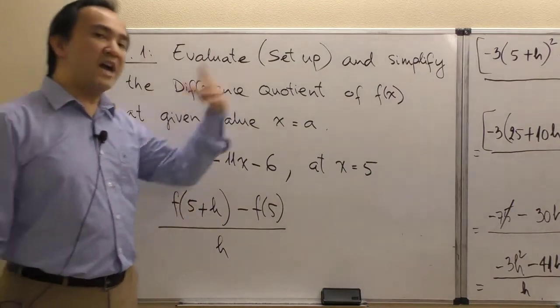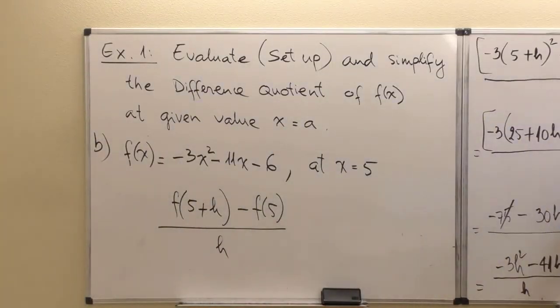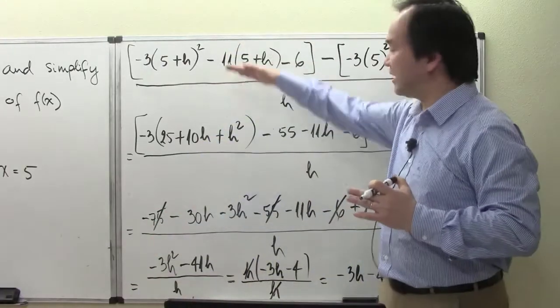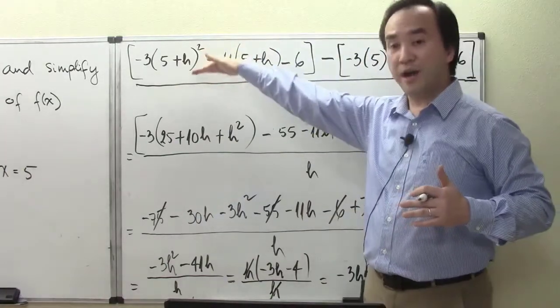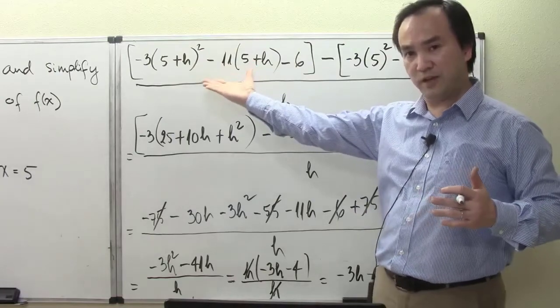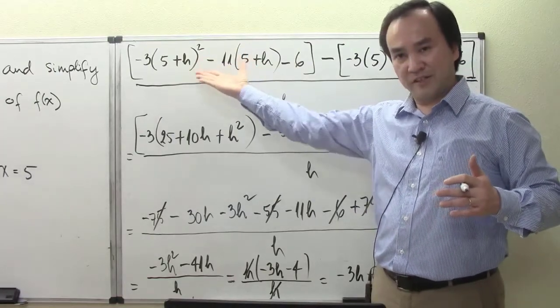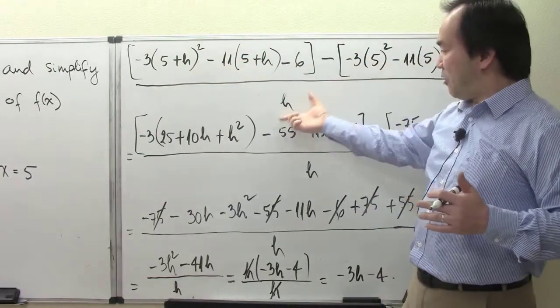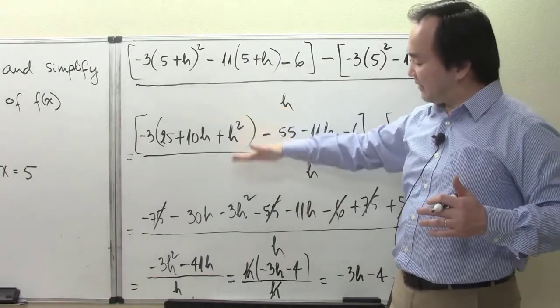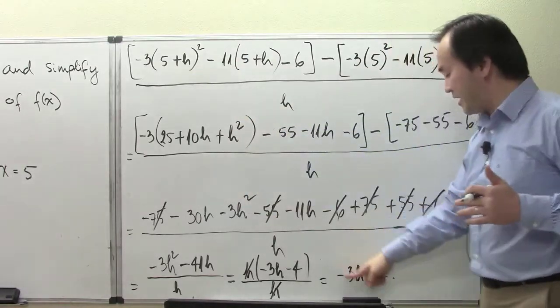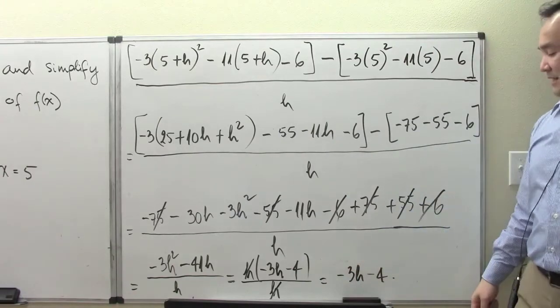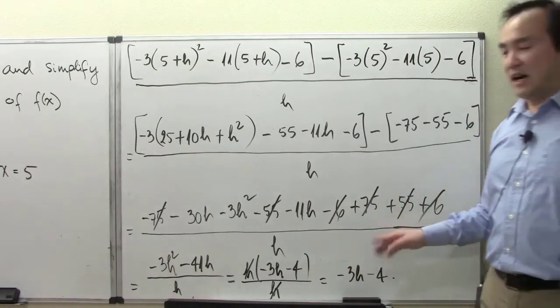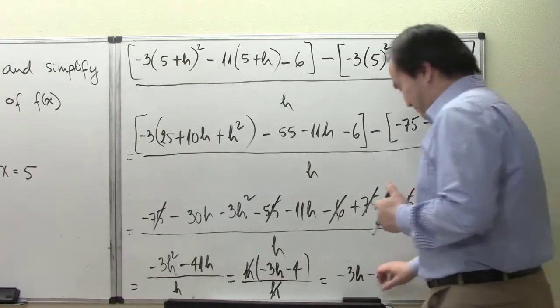And then we gradually went through the process here. So this was the ending point of the setting up right here. This is successfully the f of 5 plus h minus f of 5 over h right here. And here was the beginning of our simplification work, and we landed all the way here where we could no longer simplify any further. Okay? All right, so that's how we do part B of our example.